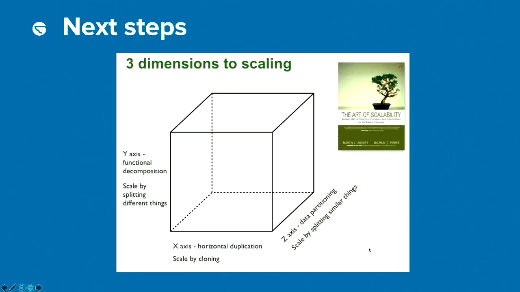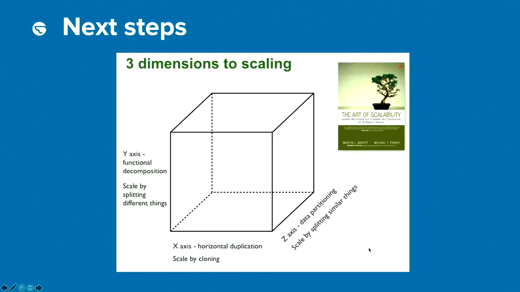After we know what our problem is, we can do something about it. So what's our next step? Before I go into any details, I want to bring up this three-dimensional scaling model. The y-axis here, scaled by splitting different things, means we can split up your application into smaller pieces so that they can be managed and scaled independently.